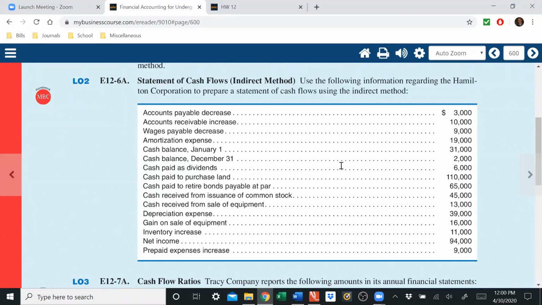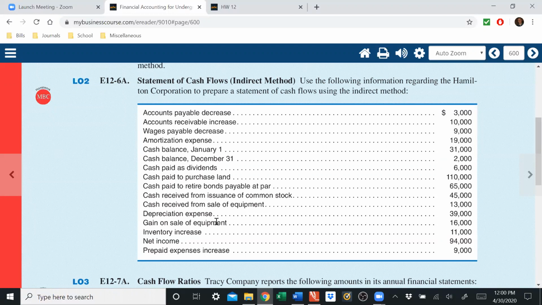Cash paid to purchase land, that would be in the investing activities section. Cash paid to retire bonds, that's in the financing activities. Cash received from issuing stock, financing. Cash received from selling equipment, investing.